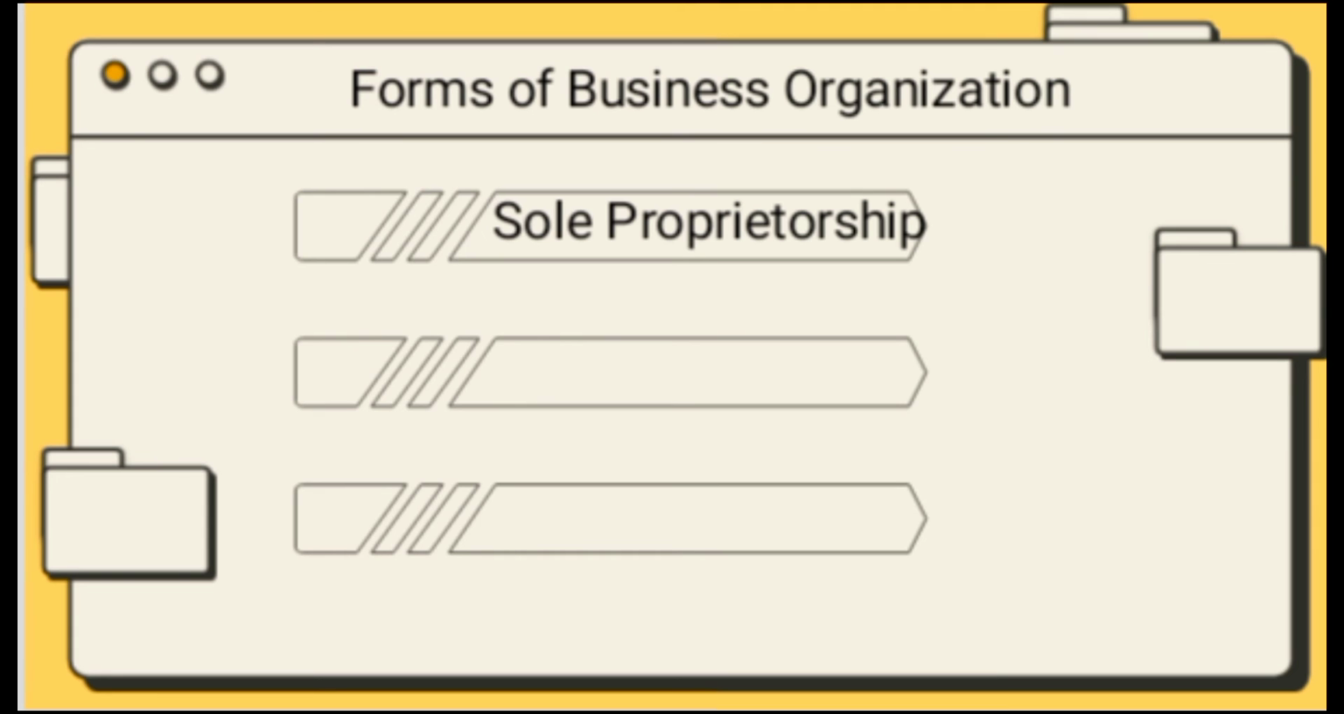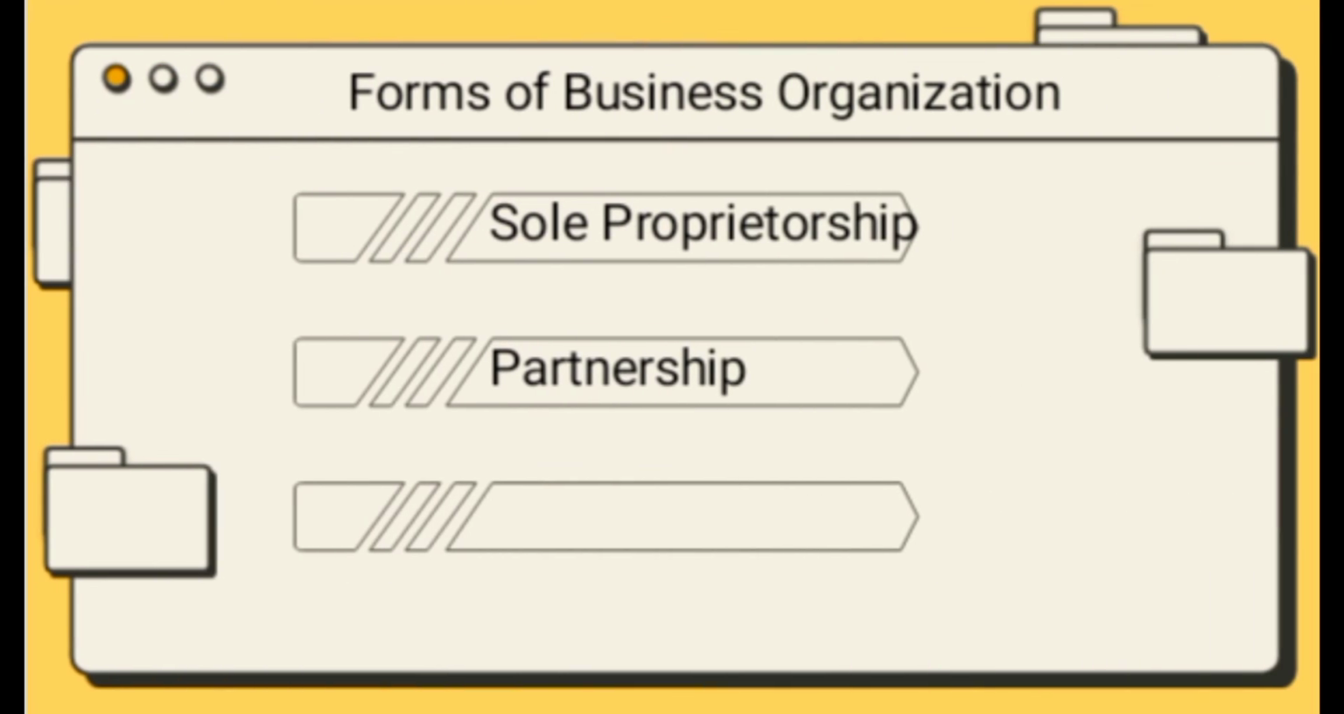Sole proprietorship advantages: easy to start, least regulated, single owner keeps all the profits, tax once as personal income. Disadvantages: limited to life of owner, equity capital limited to owner's personal wealth, unlimited liability, difficult to sell ownership interest.